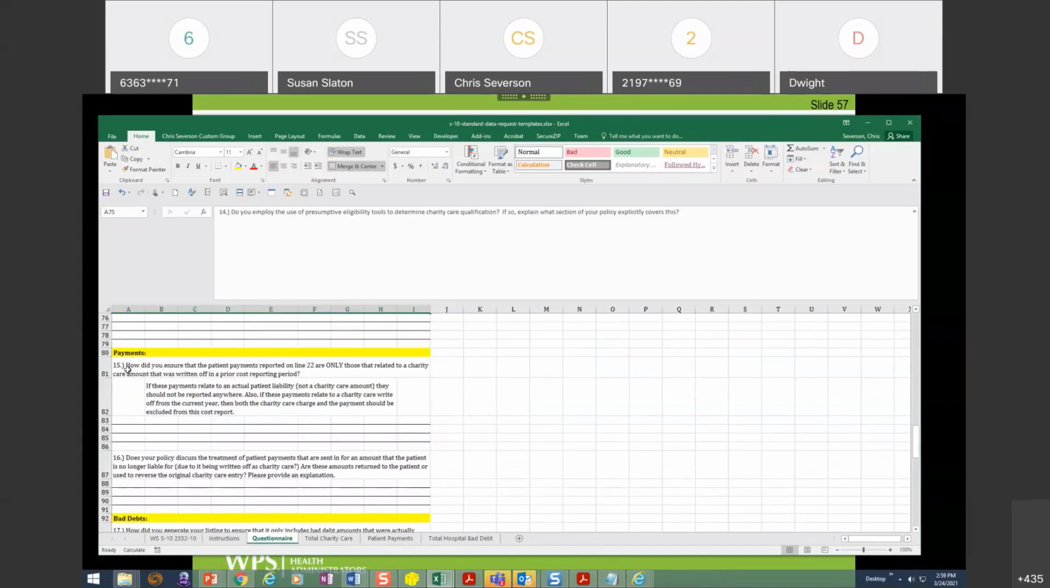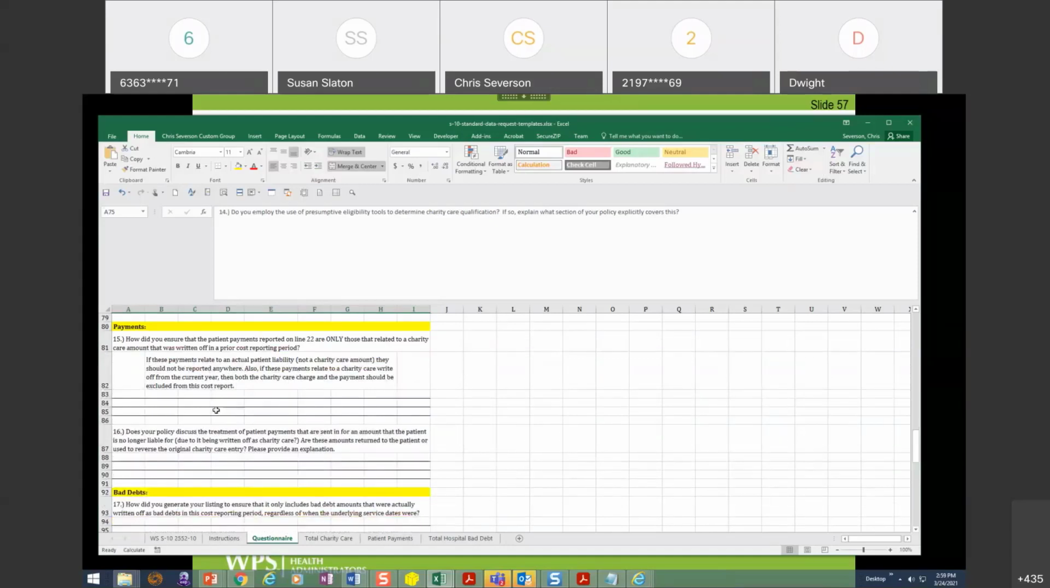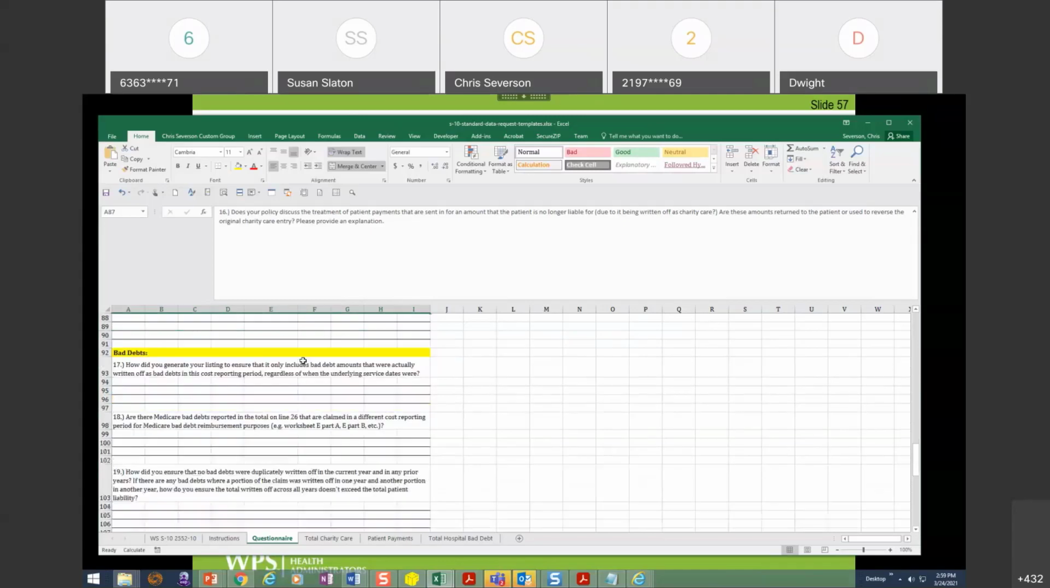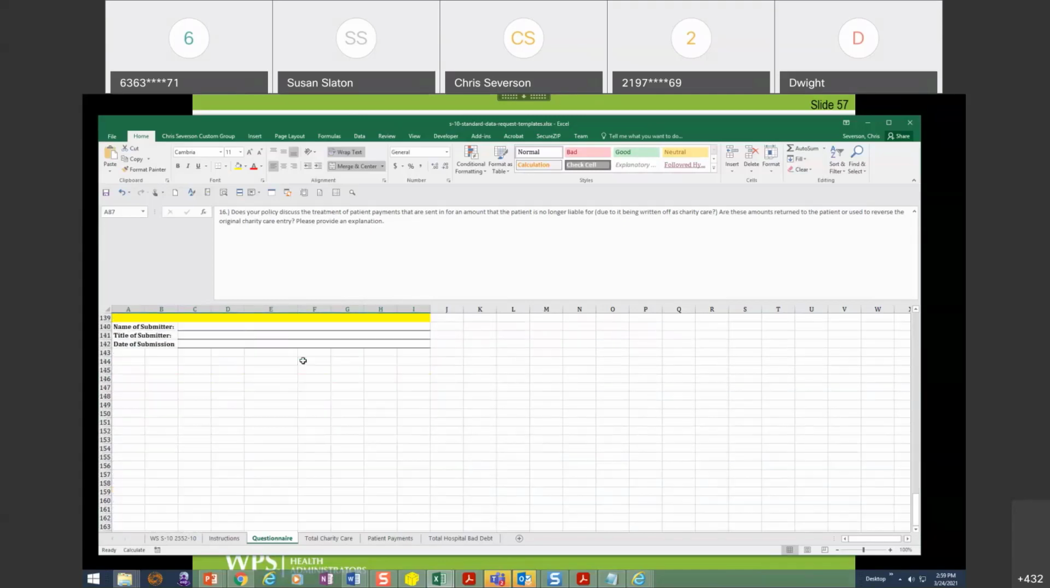Line 15 has a couple of items. Any patient payments reported on line 22, again, they're only reported against charity care, written off in a prior period. Just kind of training a lot of the same things we've covered up to this point. Does your policy discuss how you handle those payments? Are they returned if it was already related to charity care, or does it reverse the original charity care entry? Please provide an explanation. And then, as you can see, we have quite a few left.